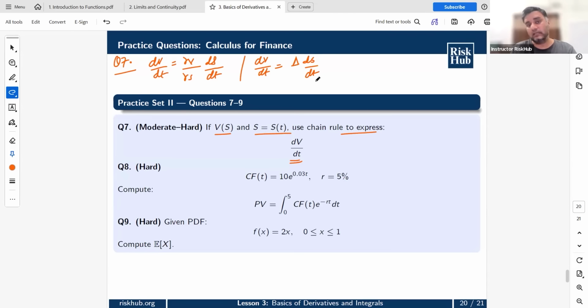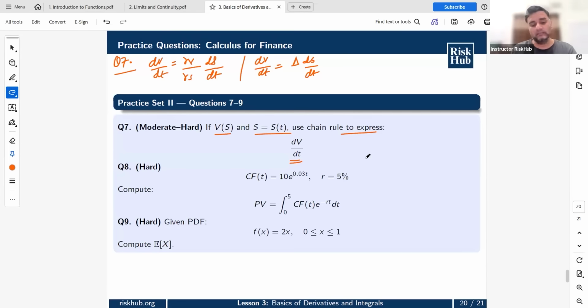Delta V by delta S, delta S by delta T, right? Question number 8. Now we are moving to a hard question. We are given CF(t) = 10e^(0.03t), r = 5%. We are trying to compute PV = integral from 0 to 5 of CF(t) e^(-rt) dt, right? Not a hard question. Just substitute the values correctly and you can do it.